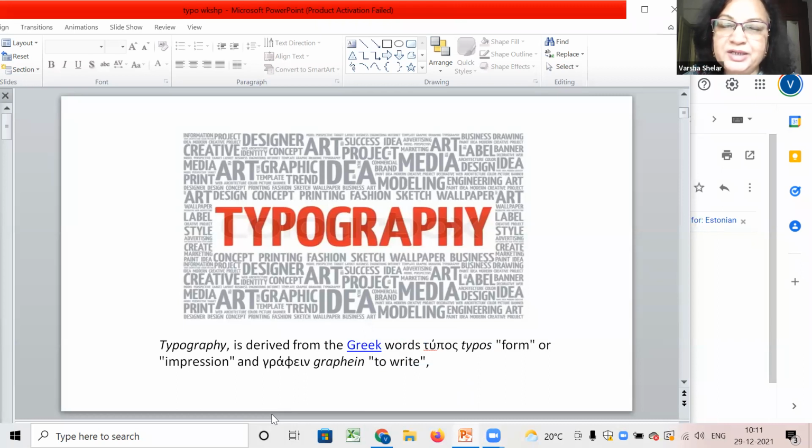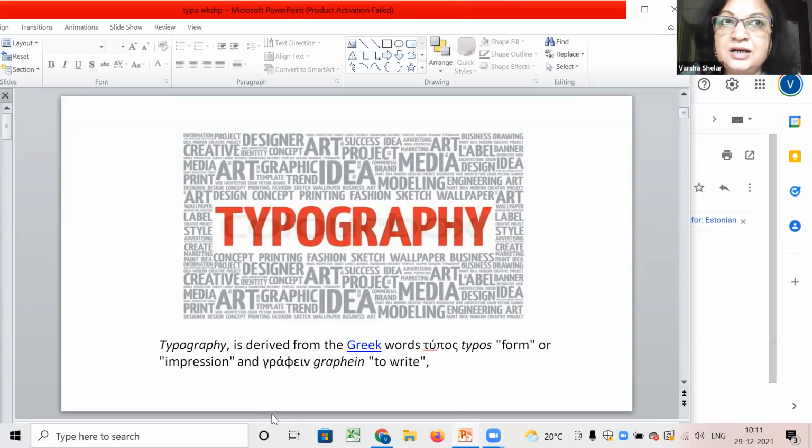I'm sure all of you have heard the word typography, even though you're students of say game design or VFX. You may not have gone through what typography is, but I'm sure you are aware of the term. So what is this term typography? It's basically a combination of two Greek words, typos and graphein. Typos is impression or a form, and graphein is to write. So it's basically written impression.